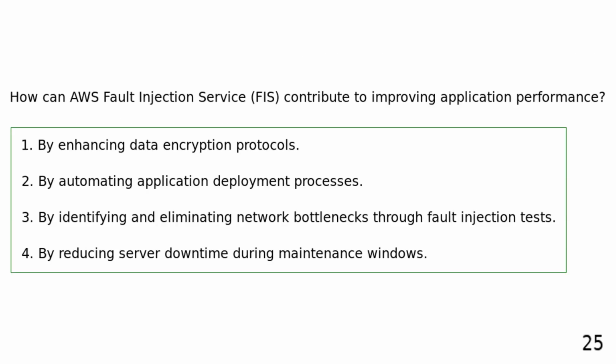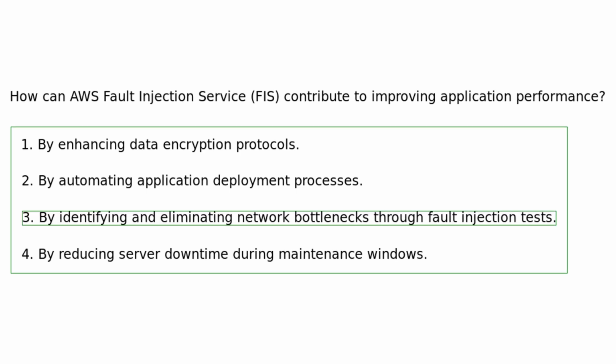How can AWS Fault Injection Service contribute to improving application performance? By enhancing data encryption protocols. By automating application deployment processes. By identifying and eliminating network bottlenecks through fault injection tests. By reducing server downtime during maintenance windows. AWS Fault Injection Service can contribute to improving application performance by identifying and eliminating network bottlenecks through fault injection tests.